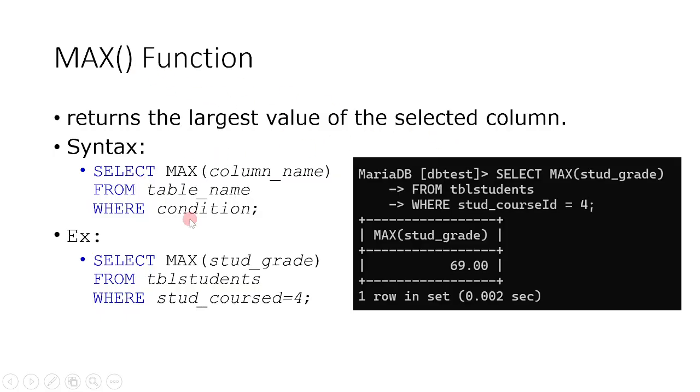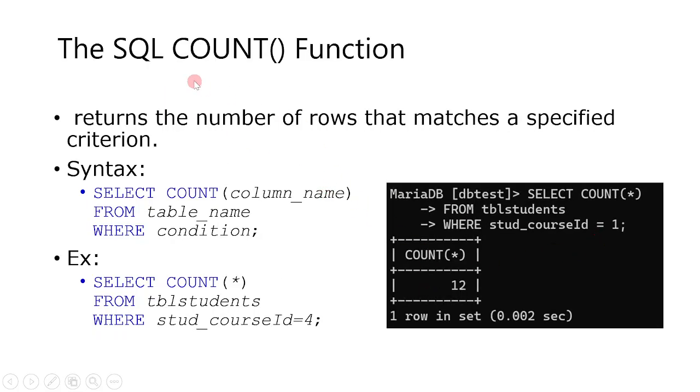They actually have the same syntax. We have select max, then the column name, in our case stud grade, from TBL students where course ID is equal to 4. The highest grade for the BSHM is 69.00. I just copied and pasted it, so this should be course ID. So that's for the max function. Then we have our count function, which returns the number of rows that match a specified criterion.